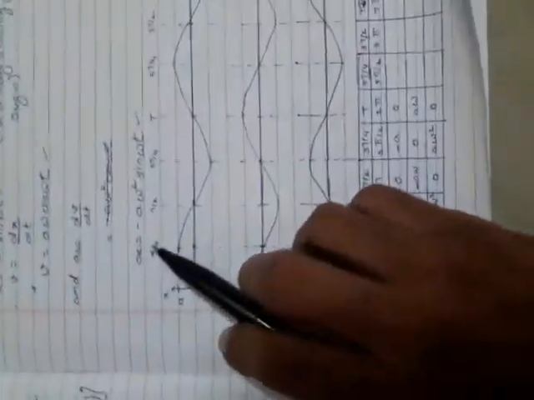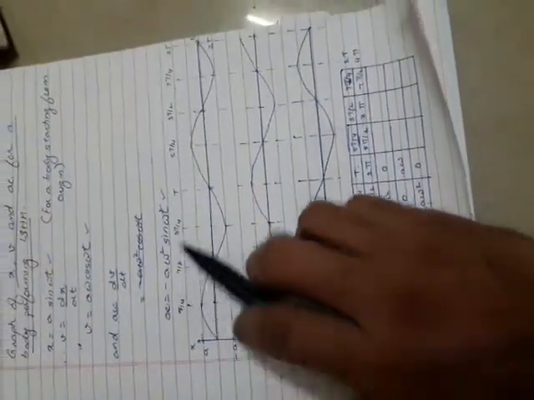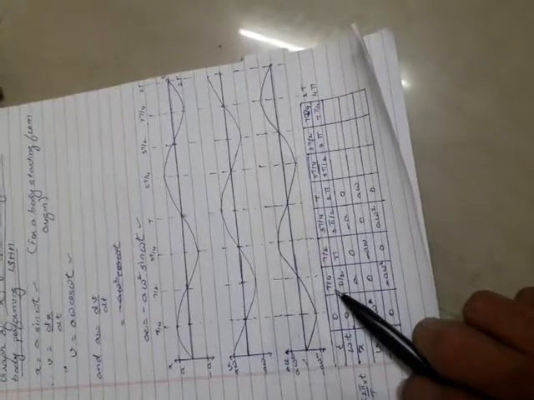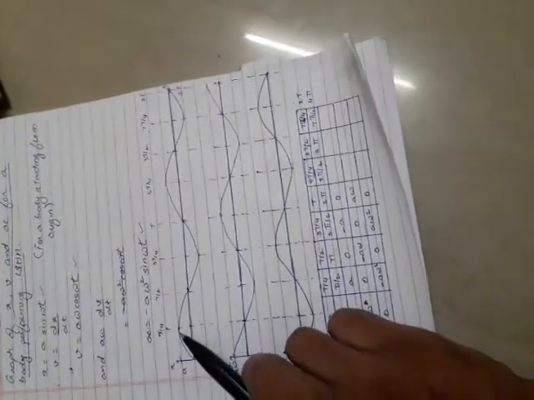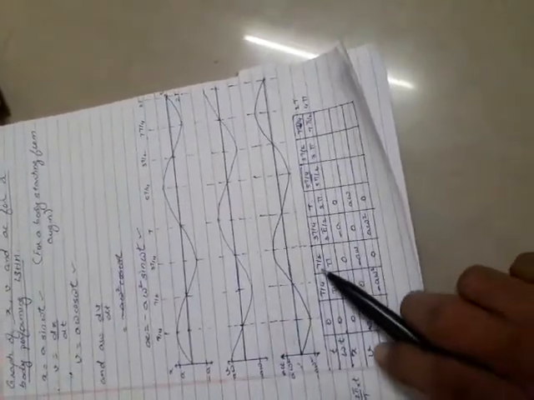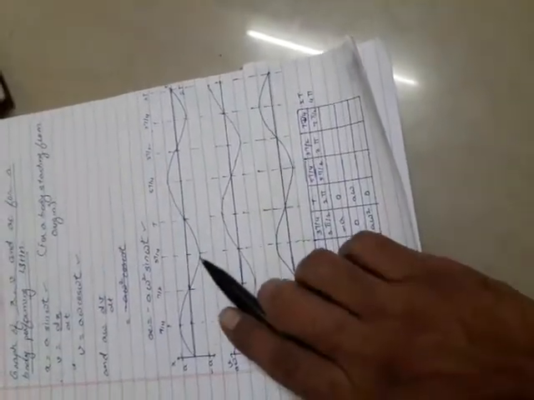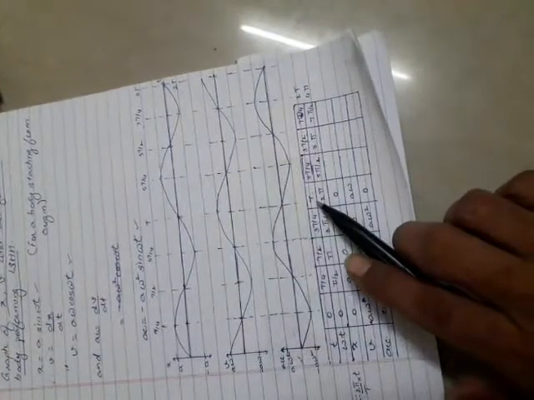So if I plot the values for x, the values of t have been written over here in terms of quarters being added. These values have been represented here. For time t equal to 0, it is 0. For T by 4 it is a. For T by 2 it is 0. For 3T by 4 it is minus a. For one time period it is 0, and it just goes on.